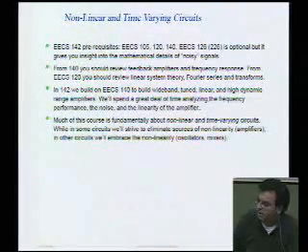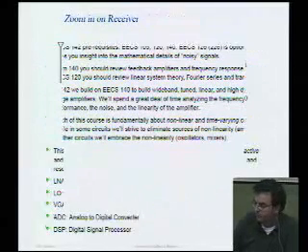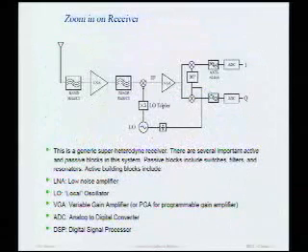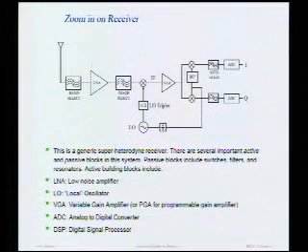Okay, I think I already said all this, so let's skip this slide. All right, so let's zoom in on a receiver and look at the various building blocks that you have in a receiver. I've shown here a pretty generic architecture. It's called a super heterodyne architecture. We'll talk more about why we call it that.